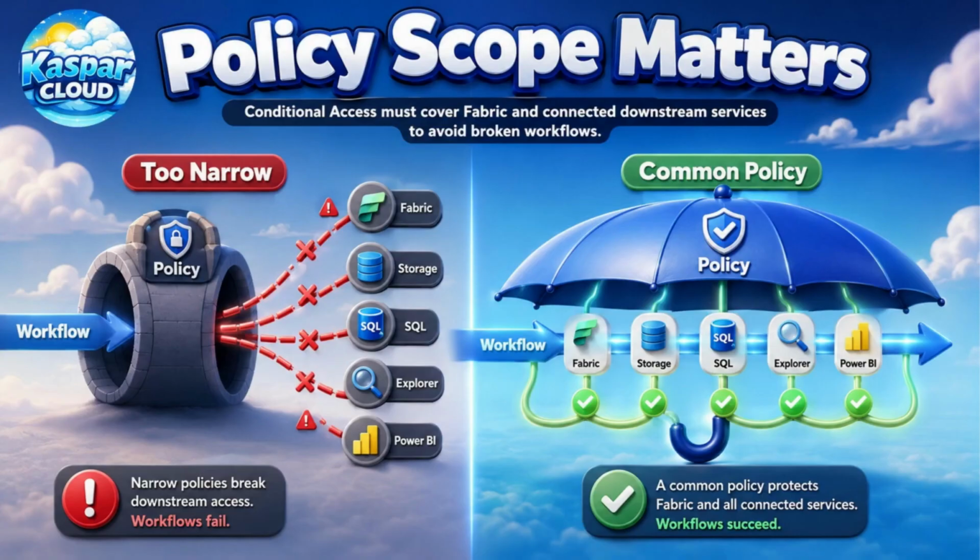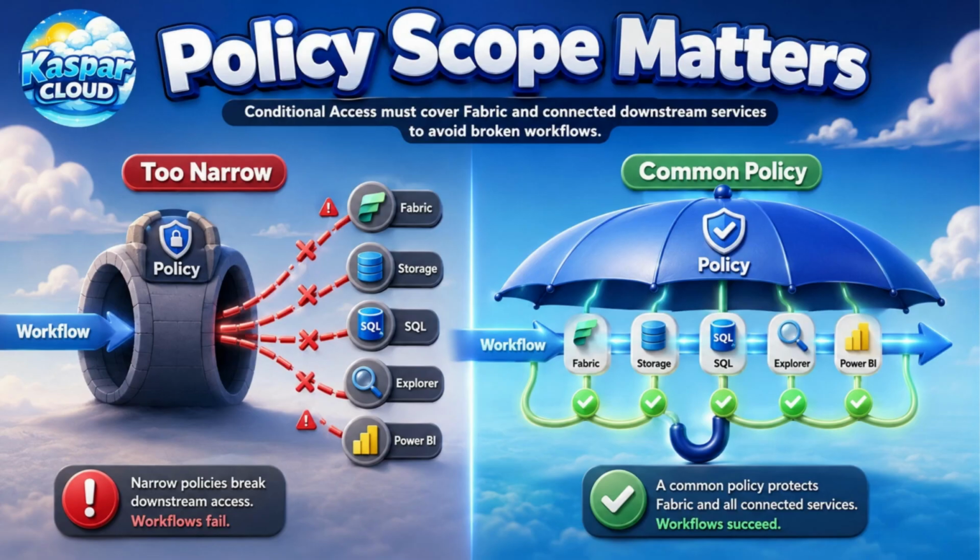A common mistake is to configure conditional access too narrowly. Fabric works across multiple connected services, and some experiences depend on Azure Storage, Azure SQL, Azure Data Explorer, Azure Cosmos DB, Power BI, and other Microsoft resources. If a policy allows only one service and blocks downstream dependencies, users may experience broken features or repeated sign-in prompts.